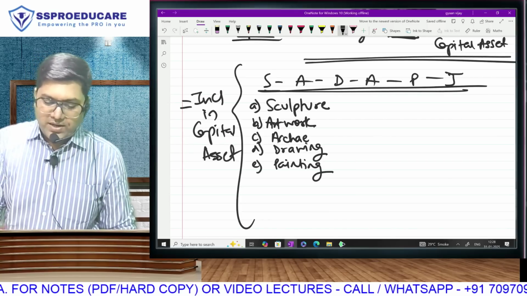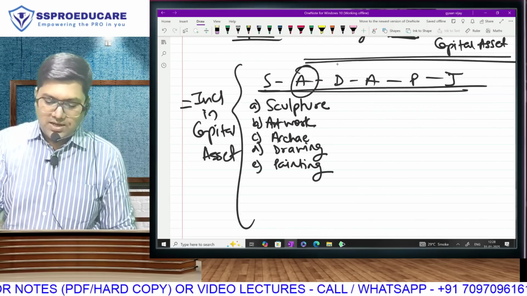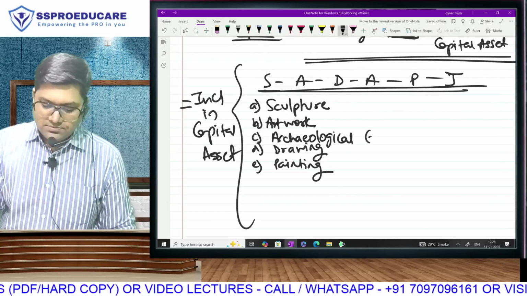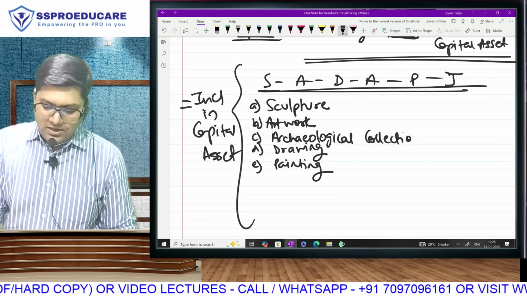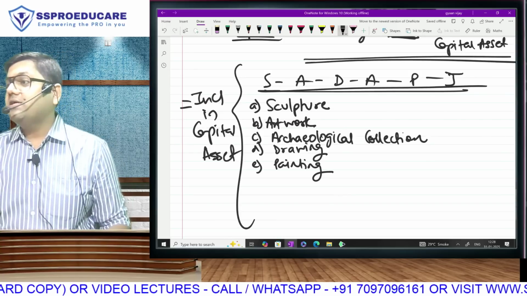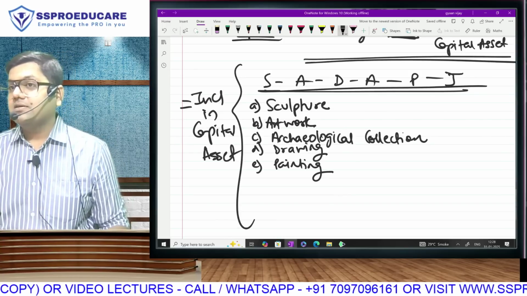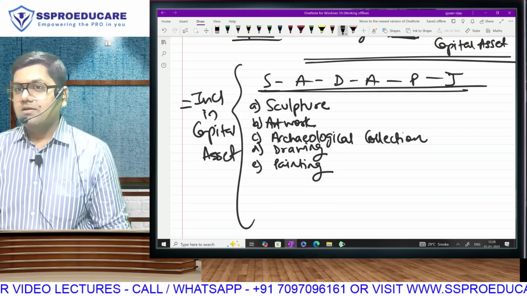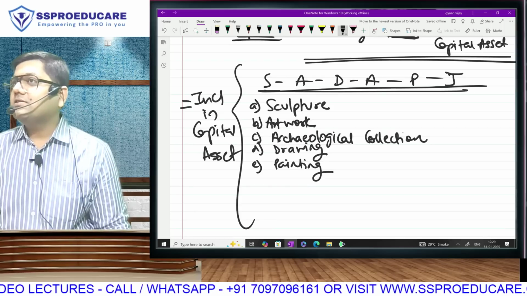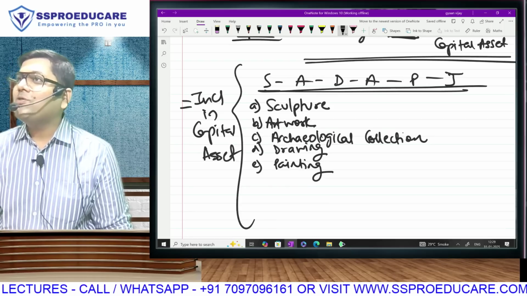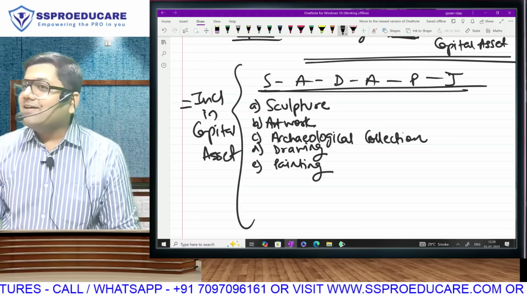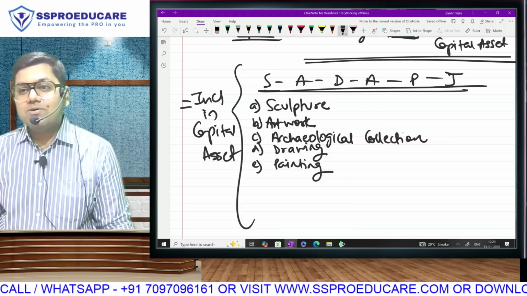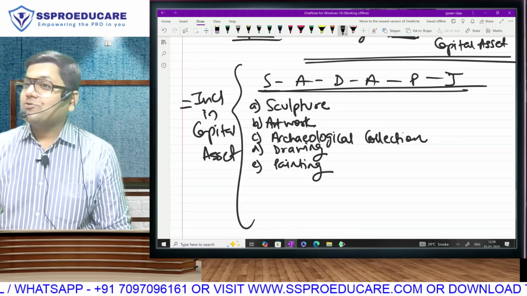Archaeological collection. There are two A's, no? So archaeological collection. In fact, you should be aware there is an organization in India, Archaeological Survey of India, ASI. They keep on digging. I know you must be thinking, sir, that Municipal Corporation of Greater Mumbai is also. They are digging everywhere. They are not leaving any road. Bro, they are making metros, so they are removing roads.